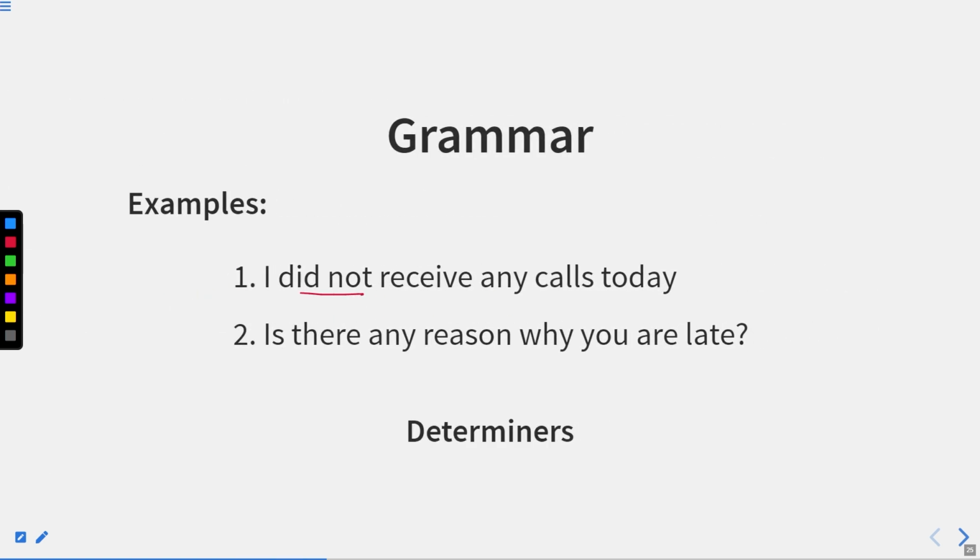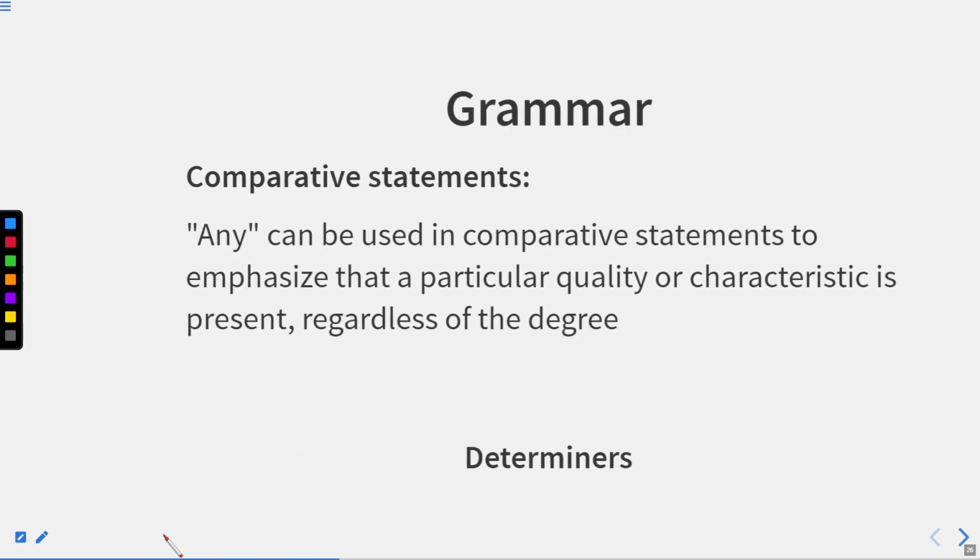I did not receive any calls today. It means there was no call at all. Is there any reason why you are late? Now in this question you can see, is there any reason why you are late? So we are just saying any reason. Maybe possible he will give us the reason, but we just want him to say that there is no reason at all. So is there any reason? Yes. So that is how we can use any, because that shows uncertainty. Now let us move to the next point.